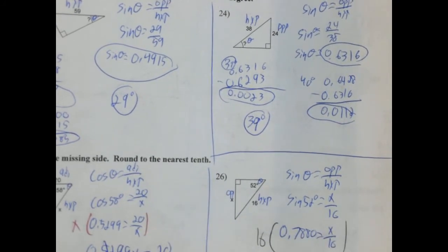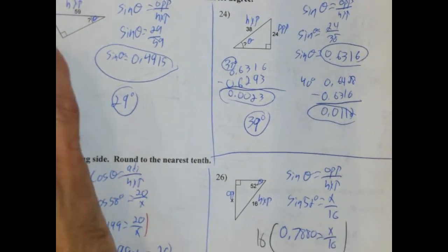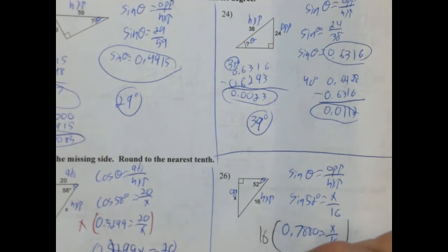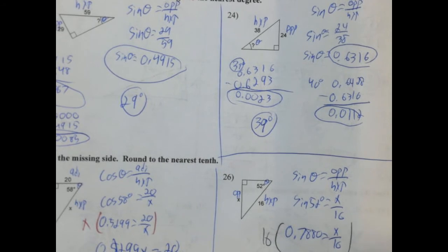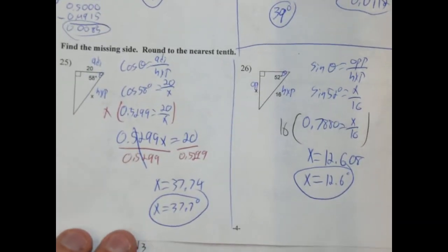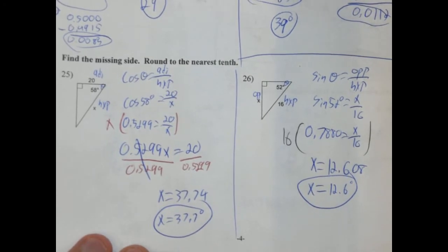Oh, got too excited there. 16 times 0.7880. So we get x equals 12.608. This is going to stay at 6 because, to round, this is a 0, so 12.6, 12 and 6 tenths, 12.6 degrees. I'm off screen. That doesn't help. There we go.